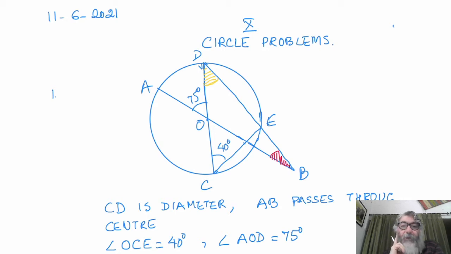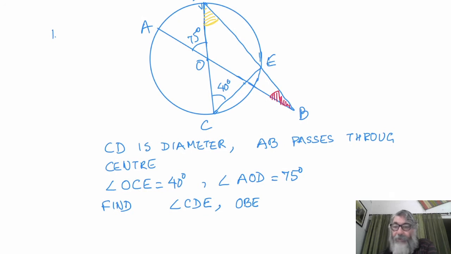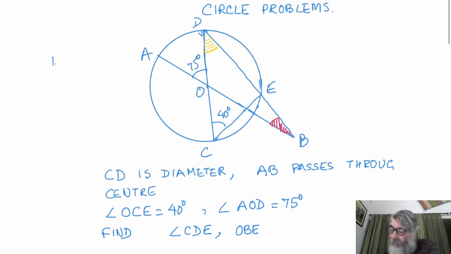Now because DC is the diameter, I'll use the property of a semicircle. Angle DEC will be 90 degrees. Angle in a semicircle is a right angle.